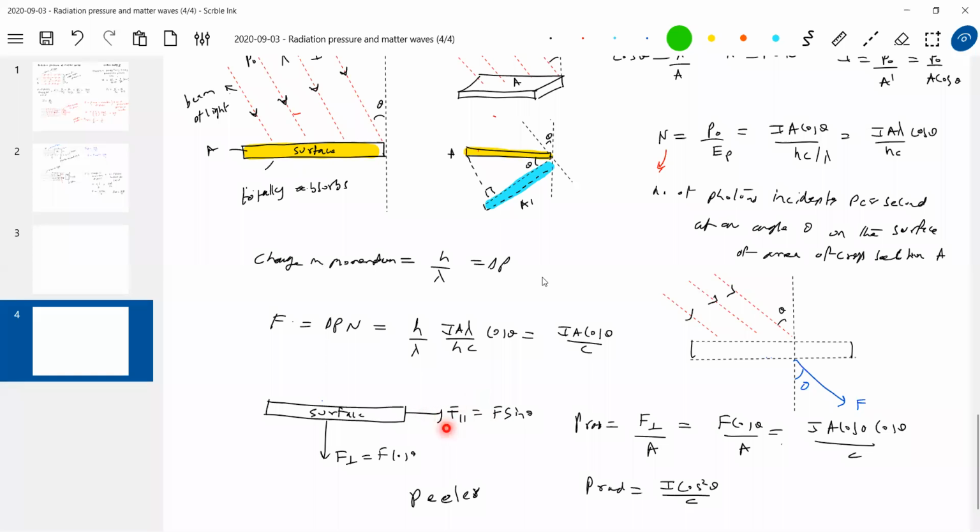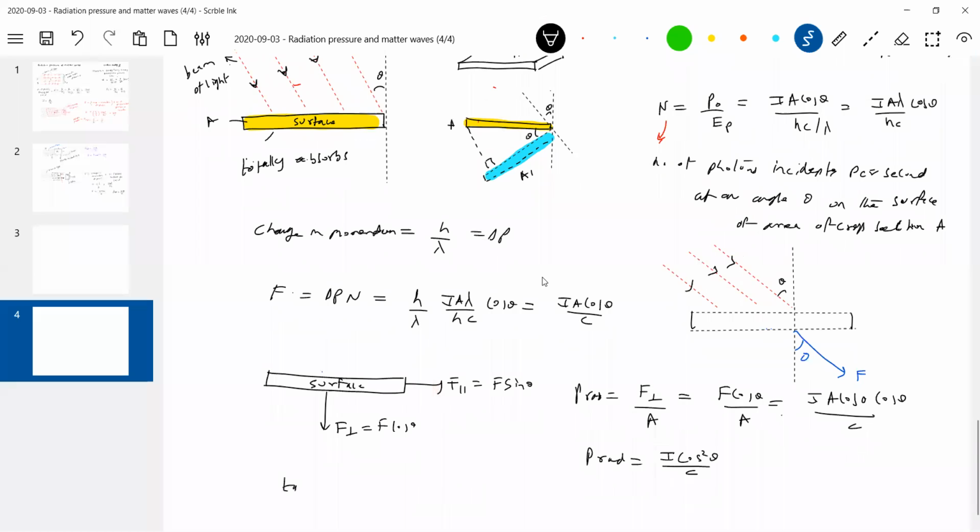This F tangential is very important here. Any general passage can be asked, so please be aware. We are interested in radiation pressure. So what is the tangential force acting on the surface? Tangential force should be equal to F sine theta. This should be equal to IA cos theta into sine theta. This will also exert a force.